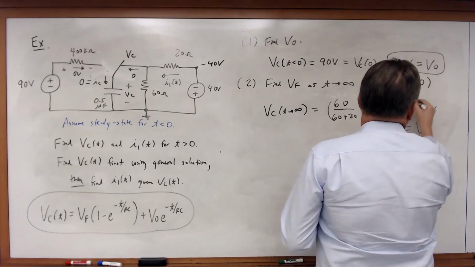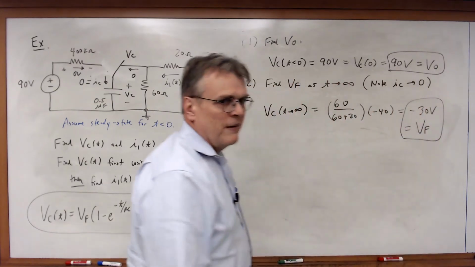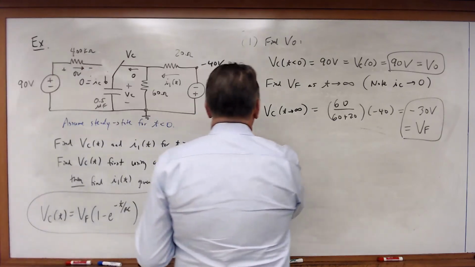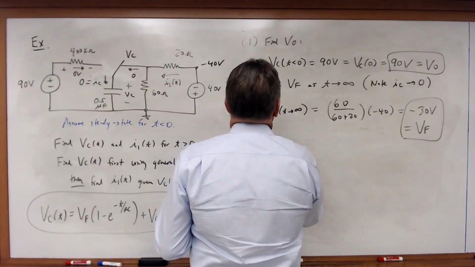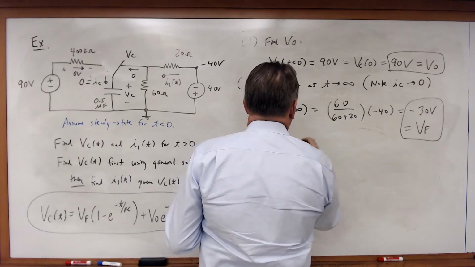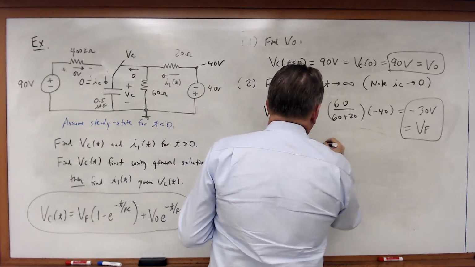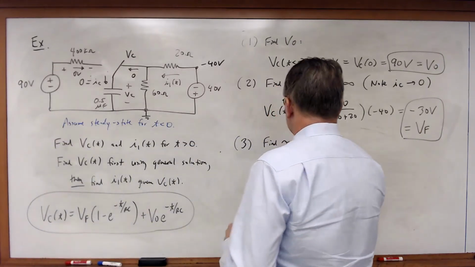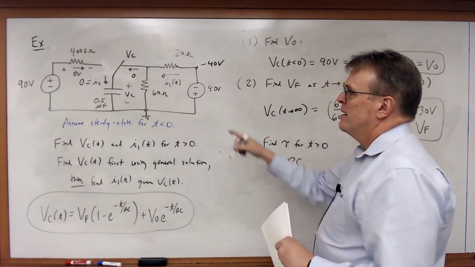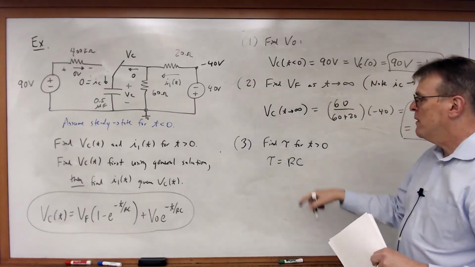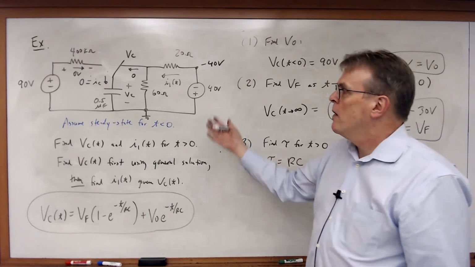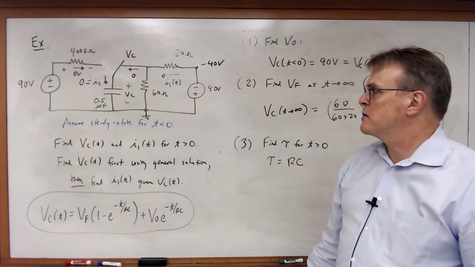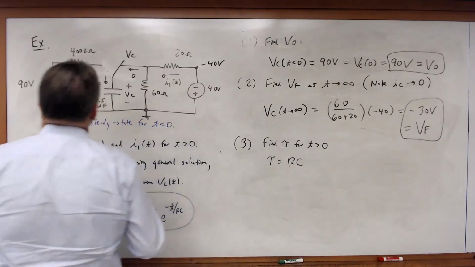Initial condition, final condition. Now I'll calculate tau. So I'm going to calculate tau for t greater than 0. Tau, of course, is just equal to R times C. C is given, half a microfarad. What's R? Just as we saw before, R must be equal to the equivalent resistance across the capacitor. So let's take a look at this.